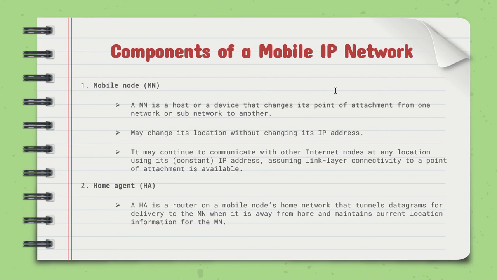Second, home agent. A home agent is a router on a mobile node's home network that tunnels datagrams for delivery to the mobile node when it is away from home and maintains current location information for the mobile node.